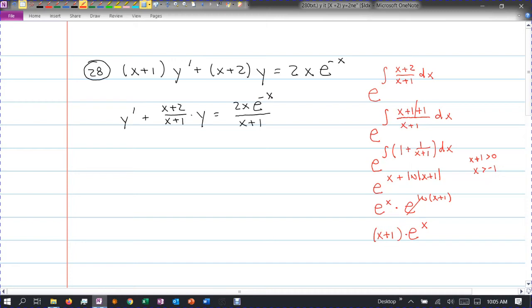That's our integrating factor. And now we go ahead and multiply both sides by that, and we know that the left side will become that product. So it'll be x plus 1 times e to the x times y. Now we'll equal, now we have to multiply.